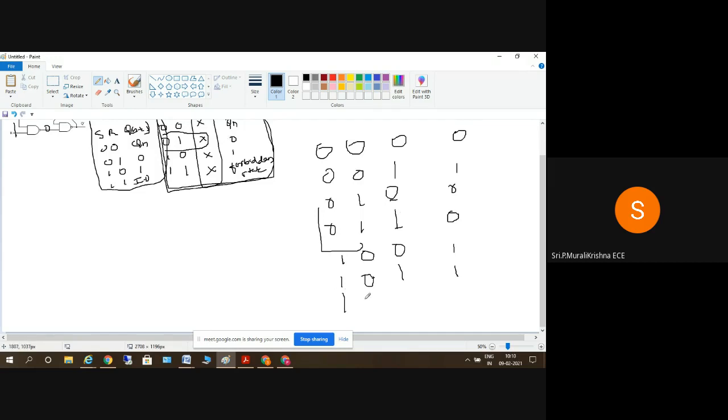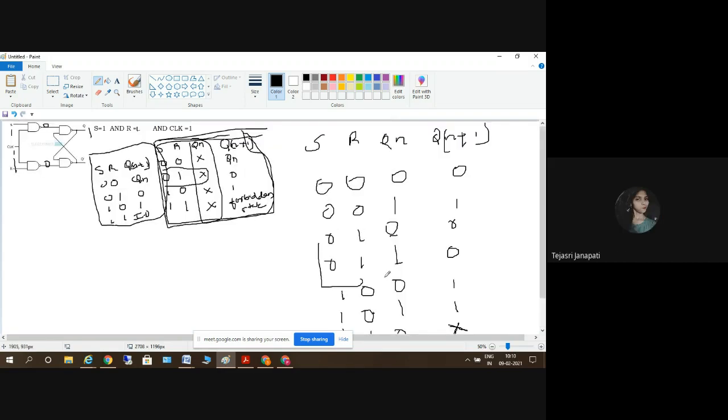And the last cases are 1 1 0 and 1 1 1, the forbidden states, and they will be don't care. We don't get any kind of output here. For simplification, what we'll be using here is a don't care state. Clear? Yes, sir. So this is the elaborated truth table.